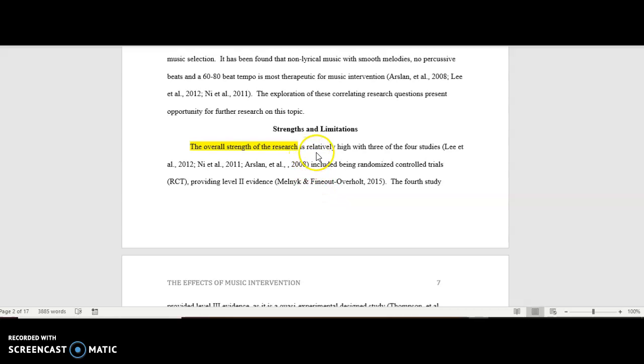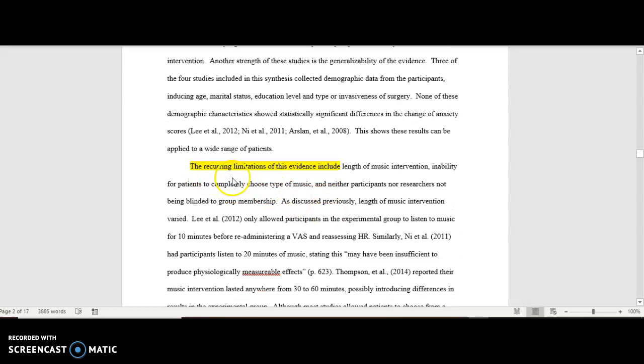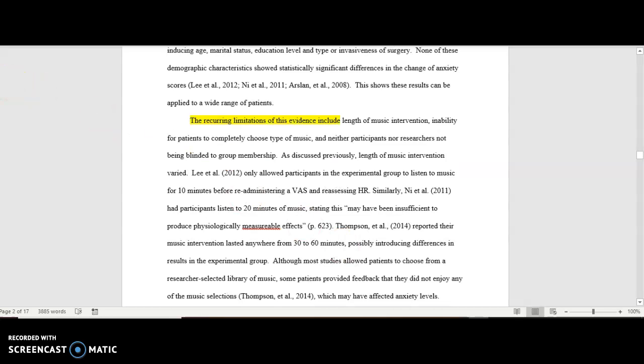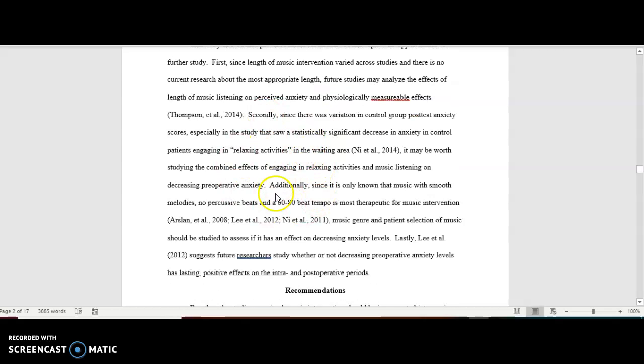When we get down to strength and limitations, you'll see that they say the overall strength, that's the first sentence. Now I know this paragraph is going to talk about strengths. The recurring limitations. This paragraph is going to talk about limitations. So use those words found in that rubric so that I know you are addressing those areas. This writer did a robust section on gaps. You can see that it's a very nice full paragraph here.